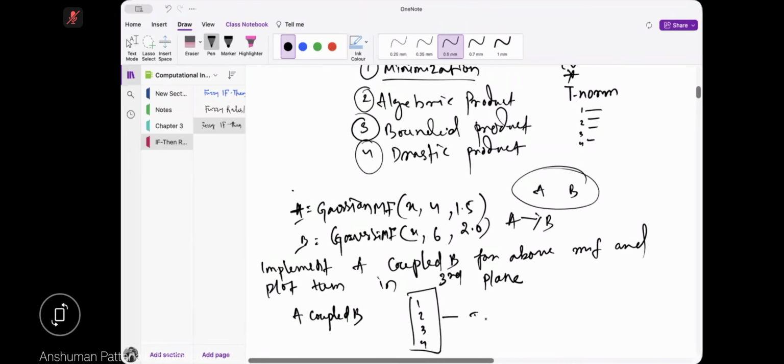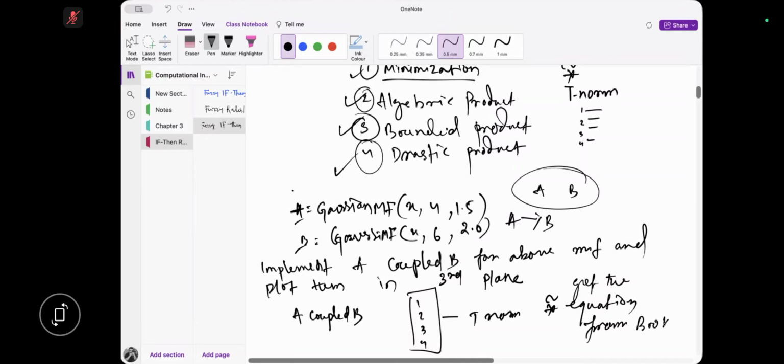All are T norms. The T norm has 4 points: one is minimization, one is algebraic product, one is bounded product, and one is drastic product. You can get these equations from the book, chapter 2. I'm not telling them because I told them earlier. Already material has been shared in the Google Classroom.